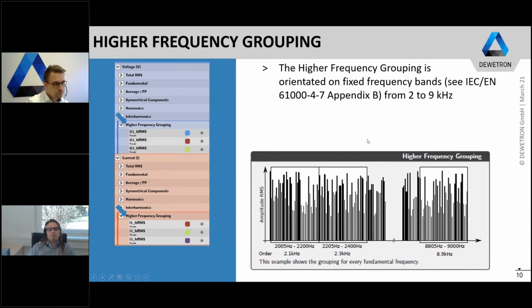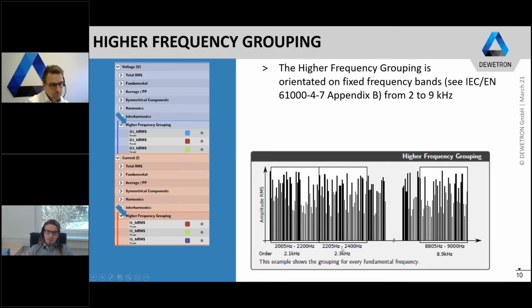In general, the higher frequency grouping is orientated on so-called fixed frequency bands, and the calculation is done according to IEC 61000-4-7, Appendix B. And this higher frequency grouping is only included as a recommendation there. And the calculation is done from 2 kilohertz to 9 kilohertz. And this illustration here quickly shows and describes the calculation behind.